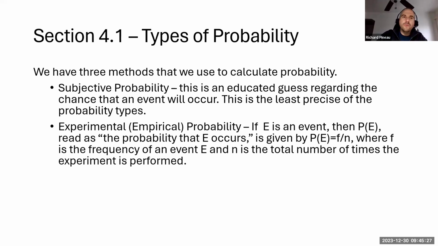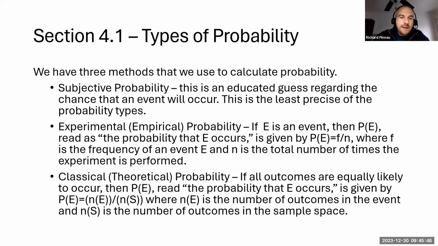So this involves repeating the experiment over and over again, such as flipping a fair coin. Okay, so if somebody says to you, I'm going to flip a fair coin 100 times, and I am going to count the number of times that tails comes up, they're referring to this experimental probability. Okay. Now that's different than the classical or theoretical probability.